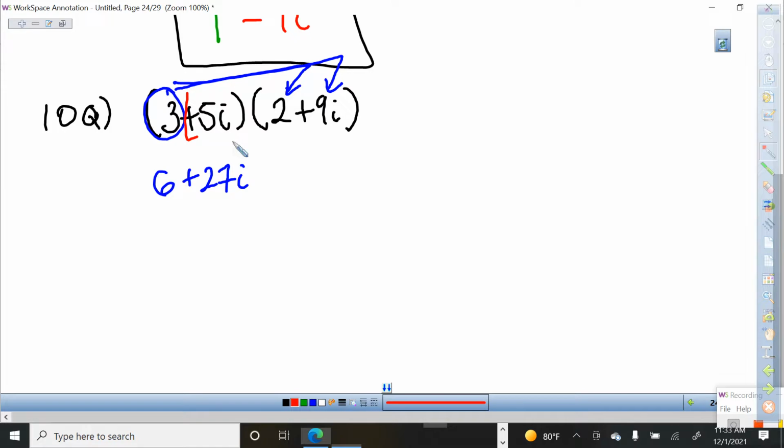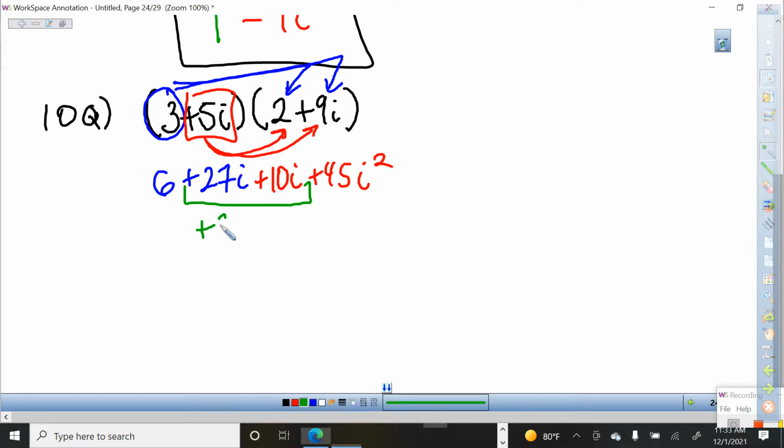Next, 5i times these two. So 5i times 2 is positive 10i. 5i times 9i is positive 45i squared. Can we combine like terms? Yes, right here, Mr. Q. So that gives us positive 37i. Bring down the 6 and bring down the 45i squared. Now, we're not done. Tell your neighbor not to forget the last thing at the end.